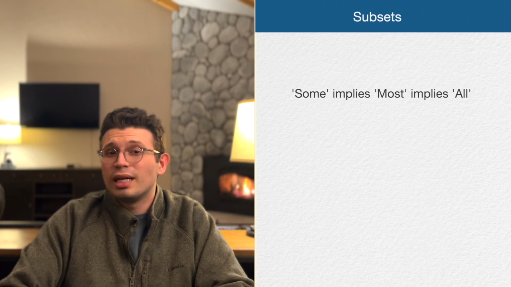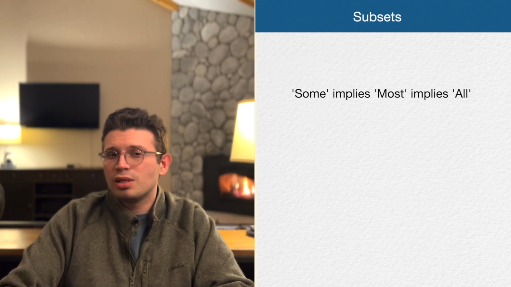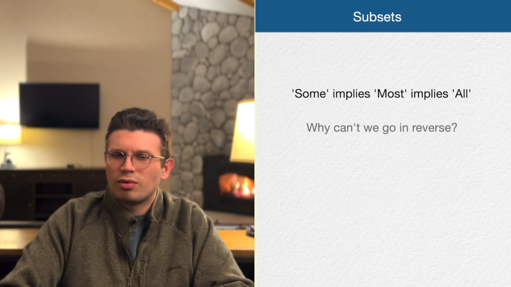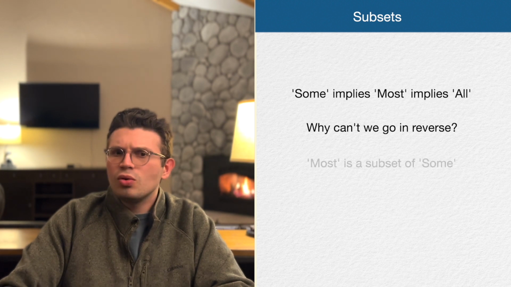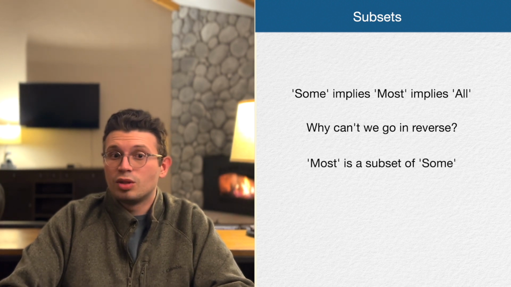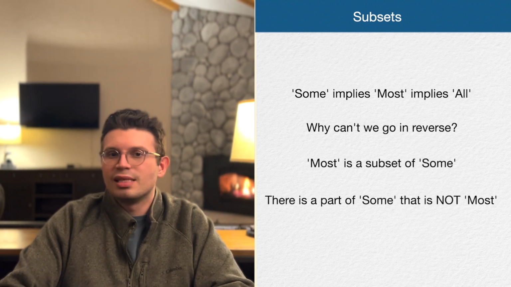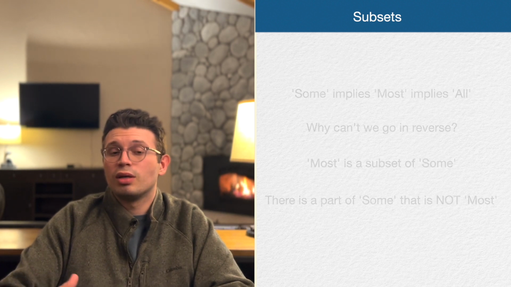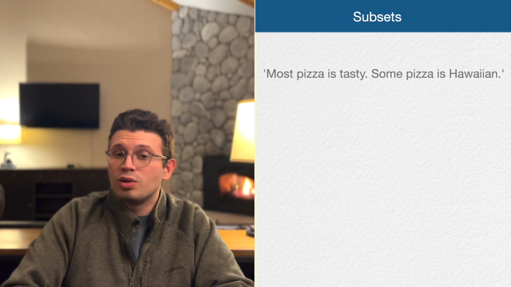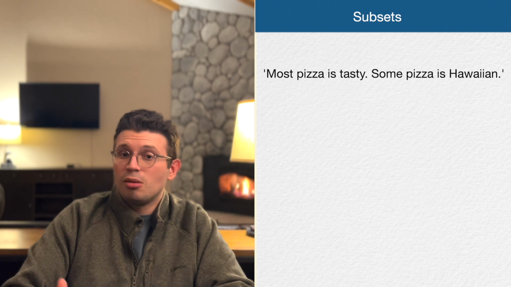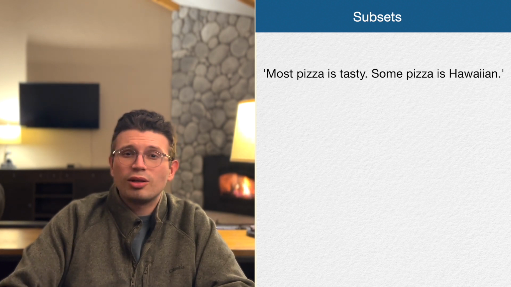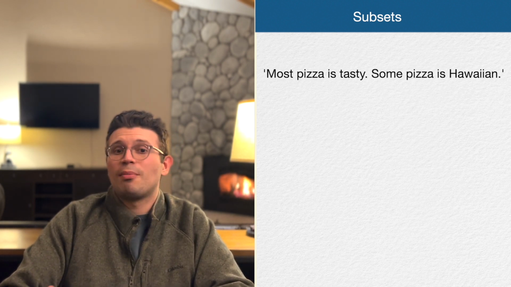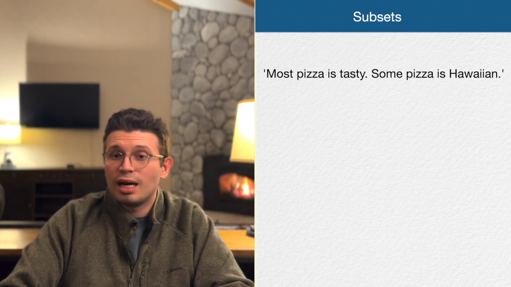Now, to really understand these guys, I want you to start thinking of them as subsets, okay? So I told you that some implies most, implies all. Why can't we go in reverse, right? Well, most is a subset of some. So there is a part of some that is not most. Okay, so here's an example. I can say this. Most pizza is tasty. Some pizza is Hawaiian, but there can be any variation of overlap there. Think of it kind of like a Venn diagram.